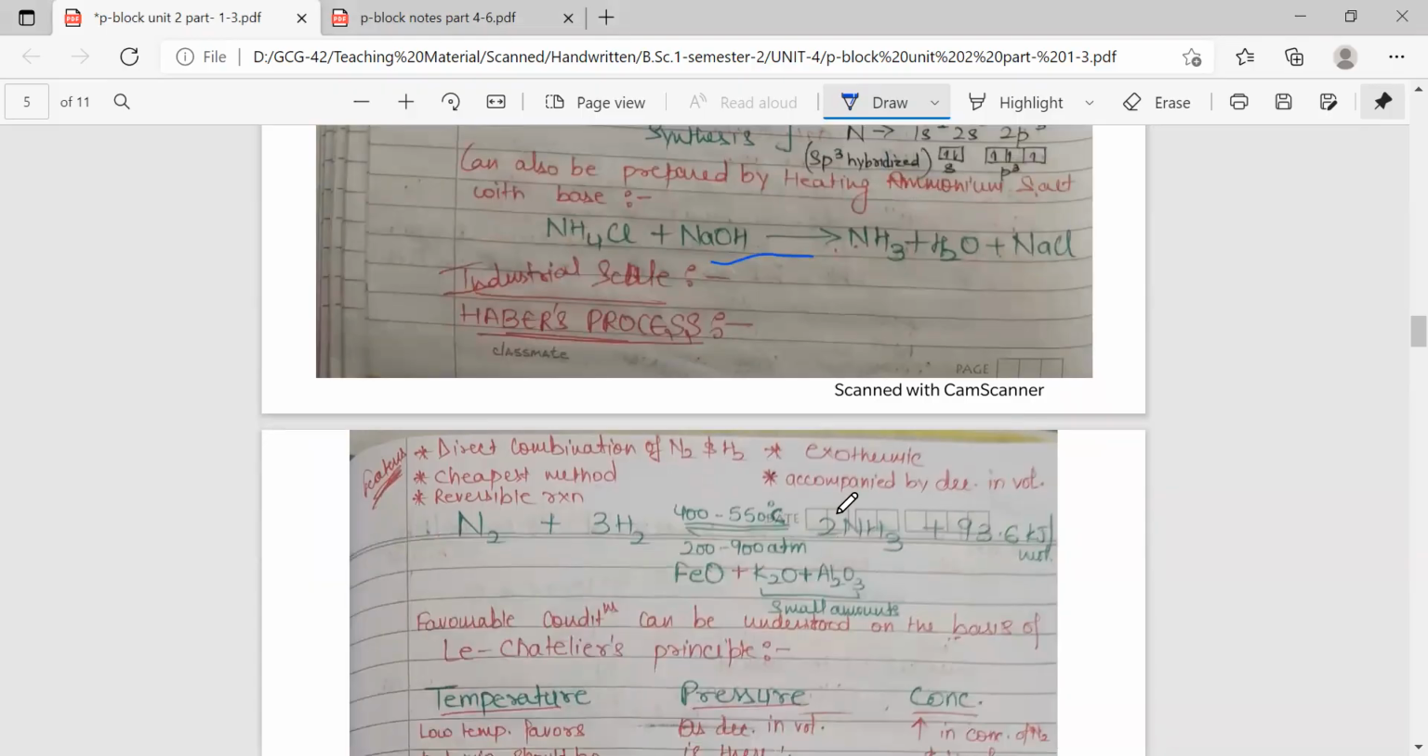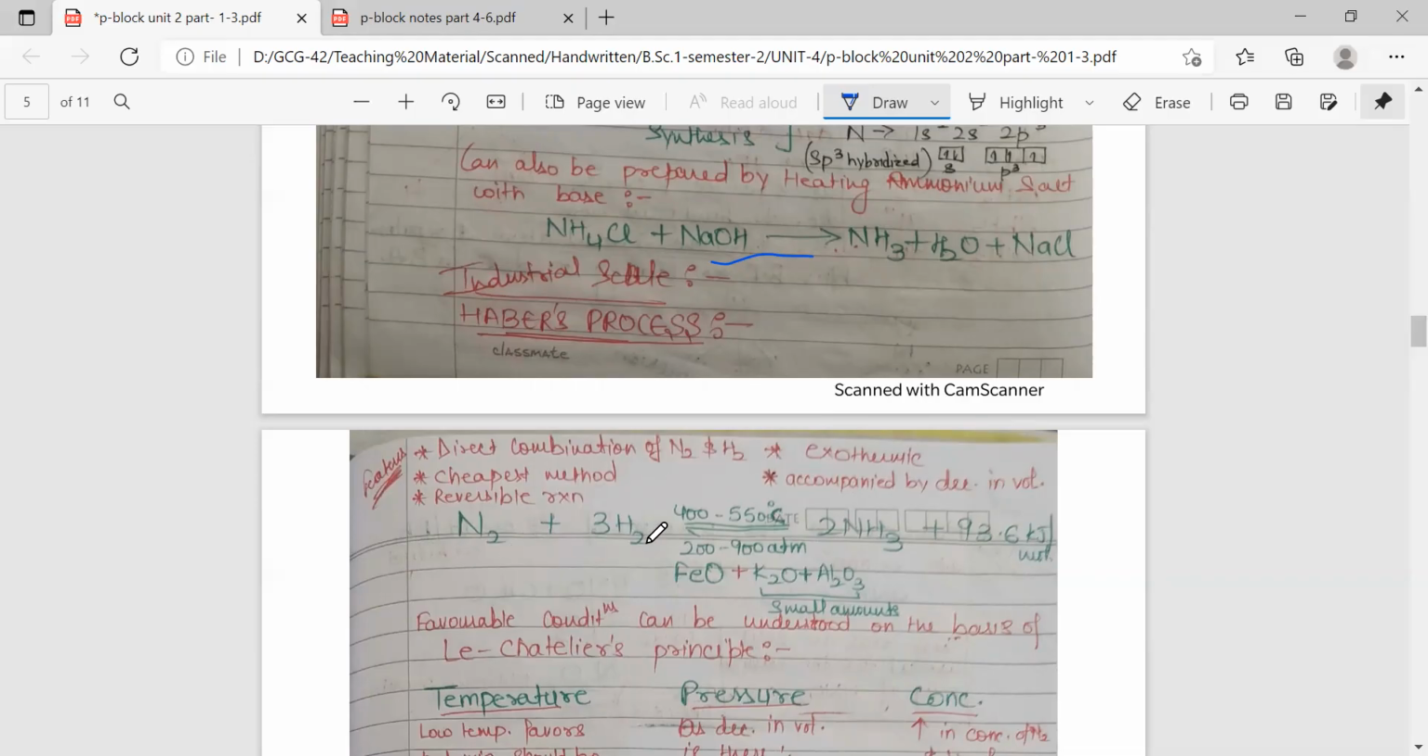At industrial scale, Haber's process is followed. So here we are going to discuss Haber's process in detail. These are the features of Haber process: there is a direct combination of nitrogen and hydrogen. It is the cheapest method to obtain ammonia. It is a reversible reaction. It is exothermic and it is accompanied by decrease in volume.